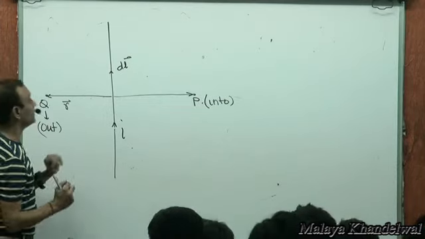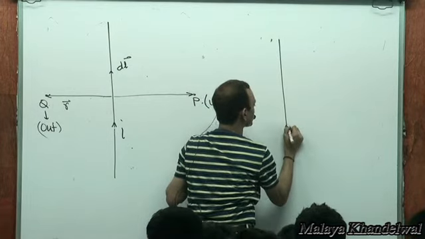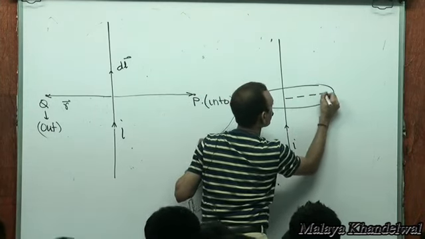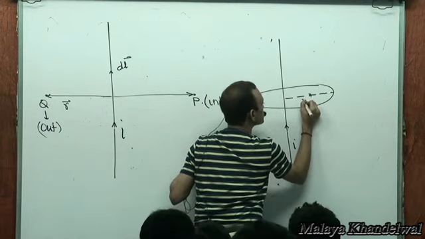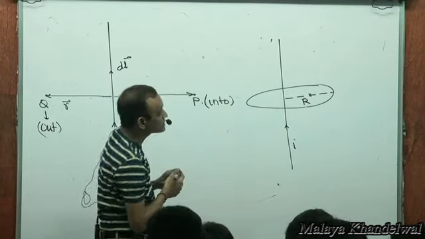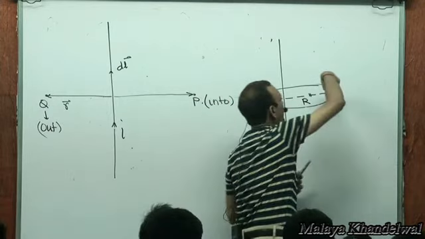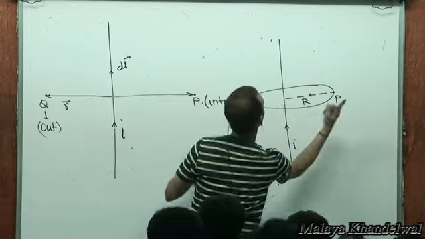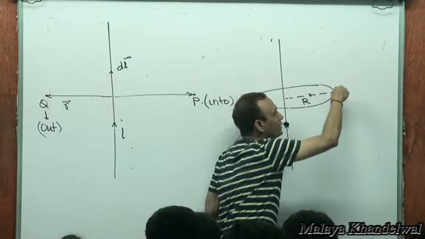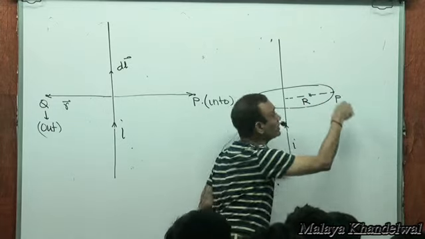Yes or no? Right? In fact, if I imagine a circular loop of radius capital R surrounding this, then let's say at this point P, the magnetic field will be into the plane of the board. This is the circular loop of which this is the axis. Then the field at P would be into the plane of the board and will be along the tangent to the loop at P.